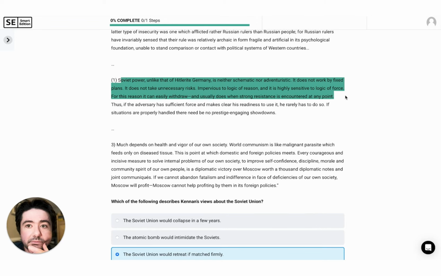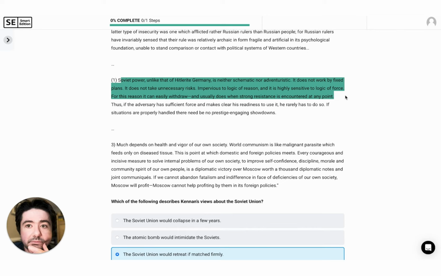Soviet power, unlike that of Hitlerite Germany, is neither schematic nor adventuristic. It does not work by fixed plans. It does not take unnecessary risks, impervious to logic of reason, and it is highly sensitive to the logic of force. For this reason, it can easily withdraw, and usually does when strong resistance is encountered at any point.